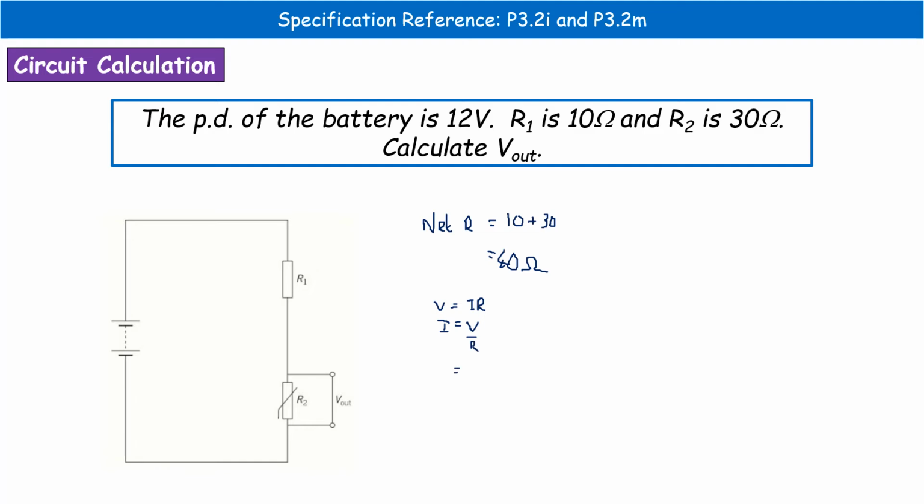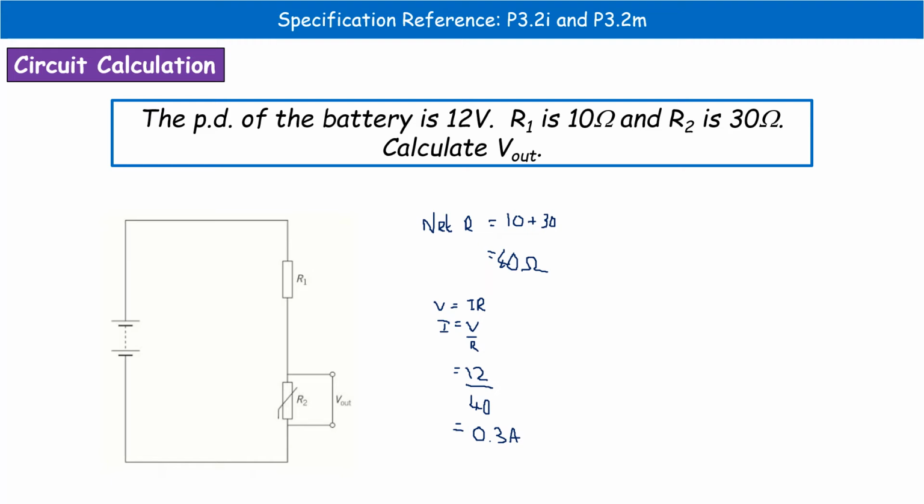Substitute it in, so our potential difference is 12, it tells us in the question there. So 12 divided by our resistance, which is 40 for our net resistance, and that gives us our value of 0.3 amps. So there's our current.